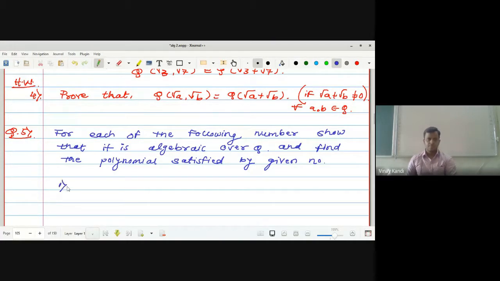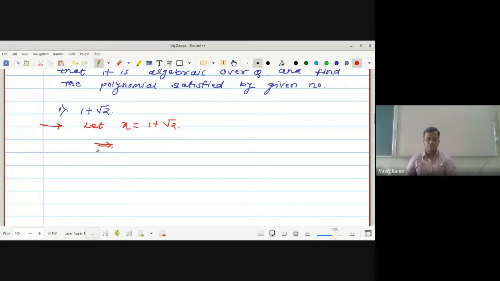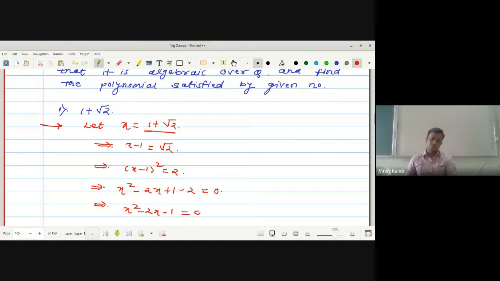Okay, first one: 1 plus root 2. Solution. Let x be equal to 1 plus root 2. We have to show that this number is algebraic over Q, and also find the polynomial satisfied by this number. x minus 1 is equal to square root of 2. This implies (x minus 1) whole square is equal to 2. This implies x square minus 2x plus 1 minus 2 is equal to 0. This implies x square minus 2x minus 1 is equal to 0.